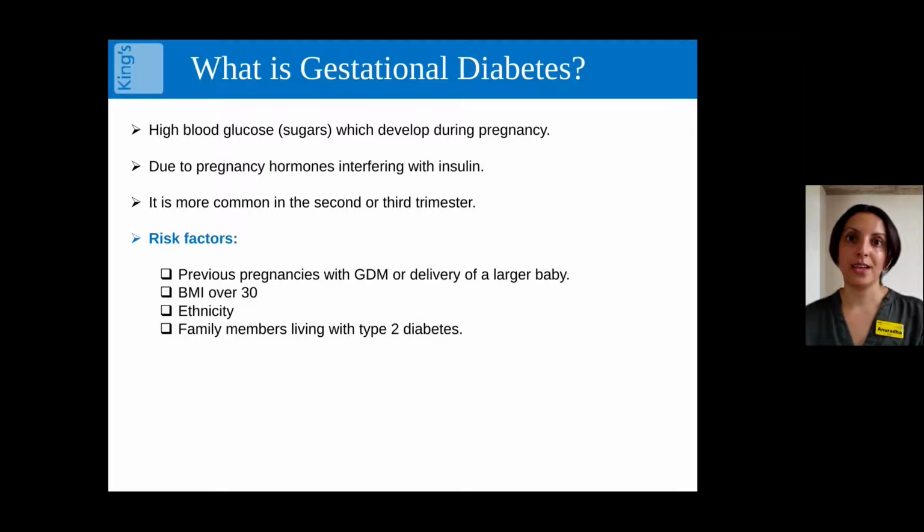Genetics plays a role. So if you're from a South Asian, Middle Eastern, or African Caribbean ethnic group, your chances of developing this diabetes would have been slightly more than another individual of a different ethnic group. And family history plays a role too. So if you've got any direct family members, any parents or any siblings who are living with type 2 diabetes, that could also have potentially been a reason why you've developed this diabetes in your pregnancy.